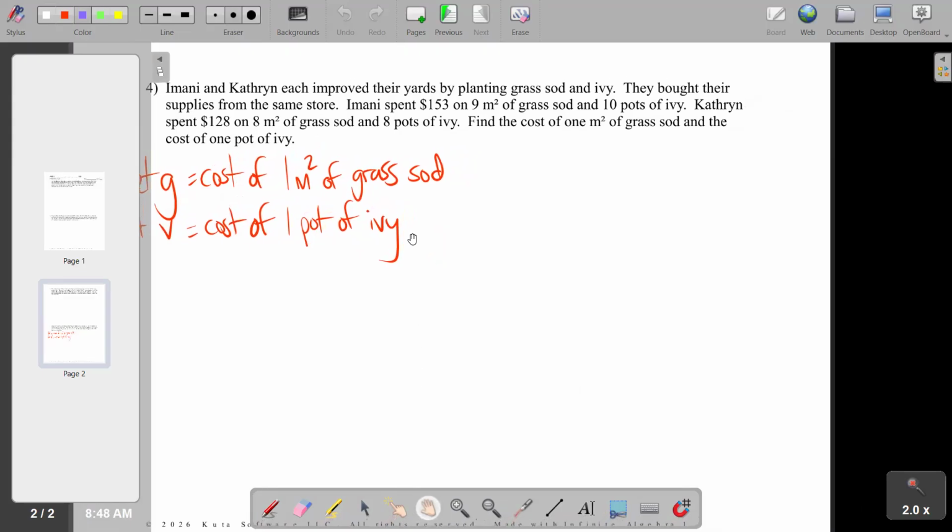And you could look at the TV or you could just read it on your paper. I mean, that's why I printed these for you, so you don't have to try to read what's on the TV. 9G plus 10B equals 153.